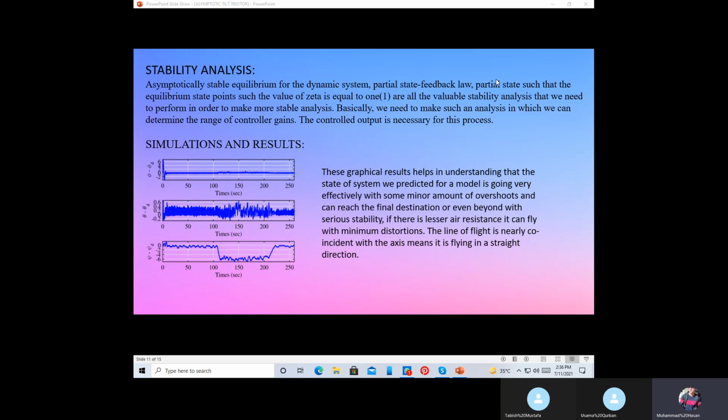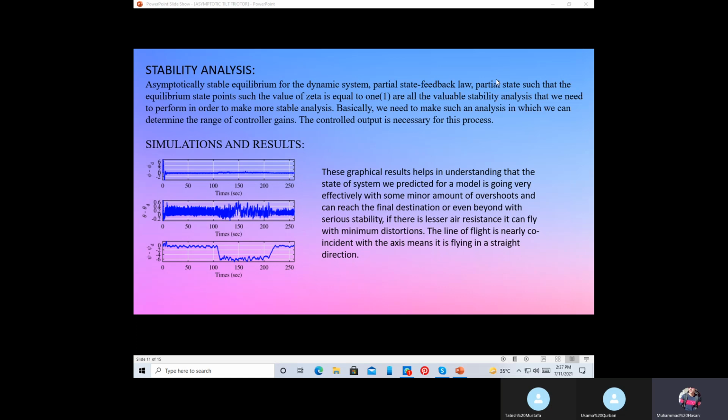In control engineering, the state space representation, as we have discussed, has a direct impact on the stability analysis. Here we have simulations and results, and the graph is between time and angles. These are the angles at different rotors, and here we have used the subscript d for the desired angles, while the angles with no subscript are the actual ones.